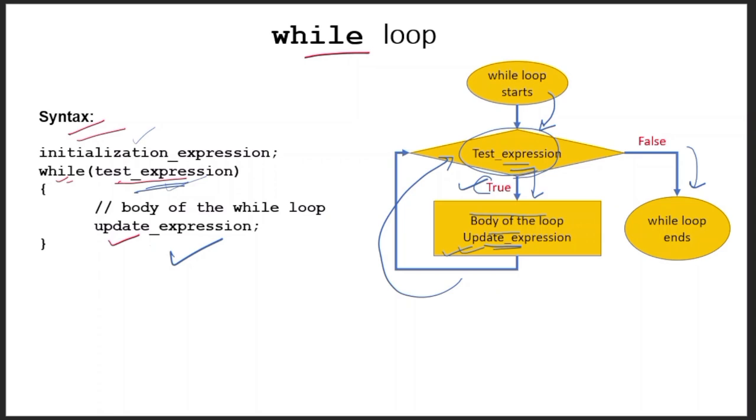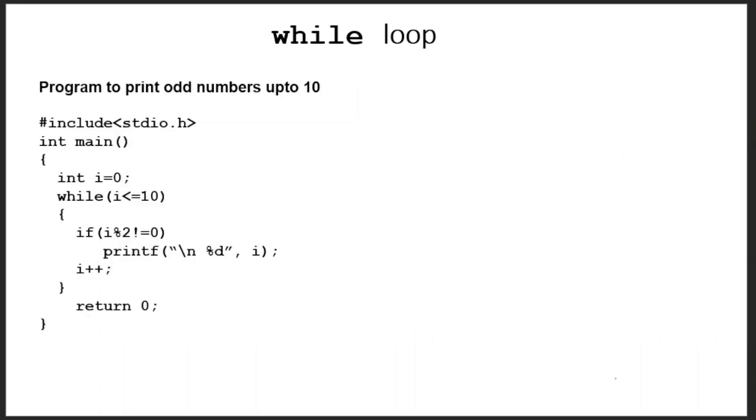In the next slide, in this program, we have to print odd numbers up to 10. So the output we are expecting from this code snippet is all the odd numbers that are less than 10 printed on the screen. This is the output we want on our output screen.